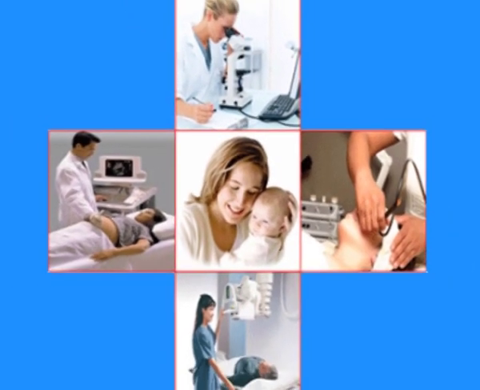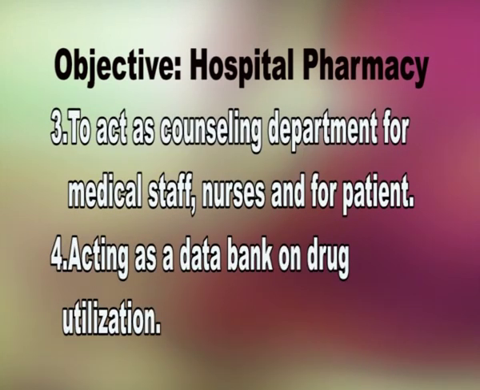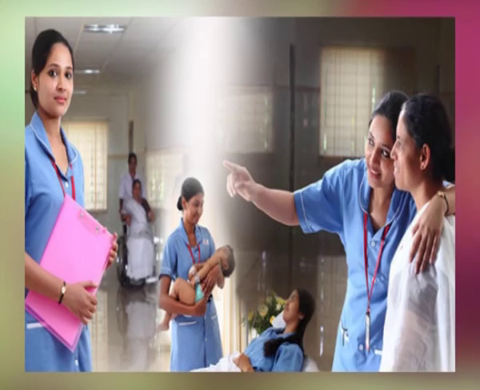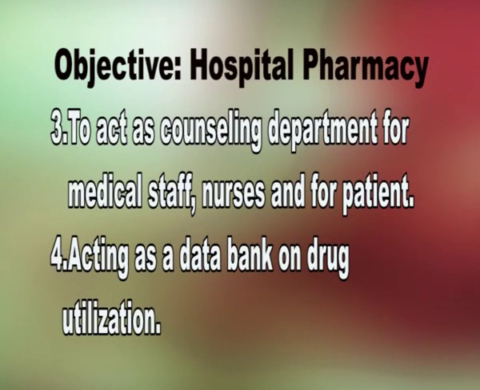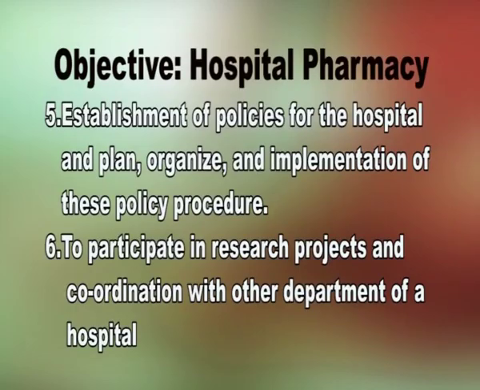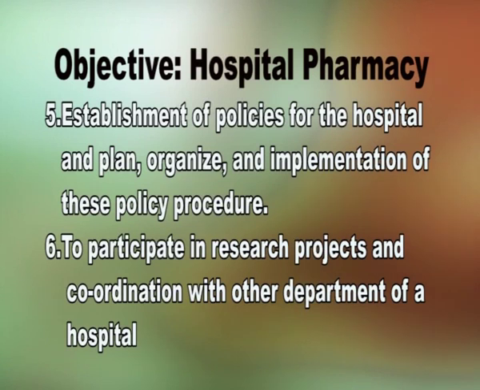Second, professionalization and function of pharmaceutical services in the hospital. Third, to act as a counseling department for medical staff, nurses and for patients. Number 4, acting as a data bank on drug utilization. Fifth, establishment of policies for the hospital and to plan, organize and implement these policy procedures. Sixth, to participate in research projects and coordinate with other departments of the hospital.